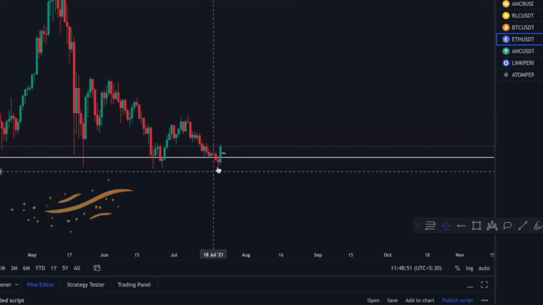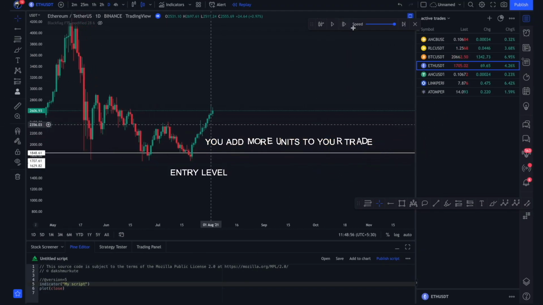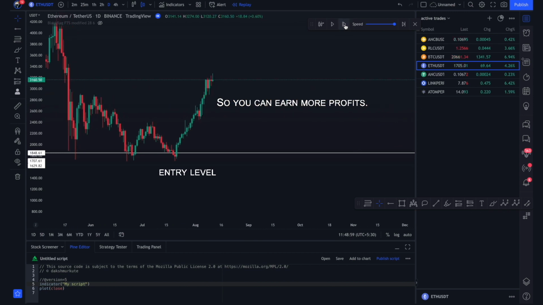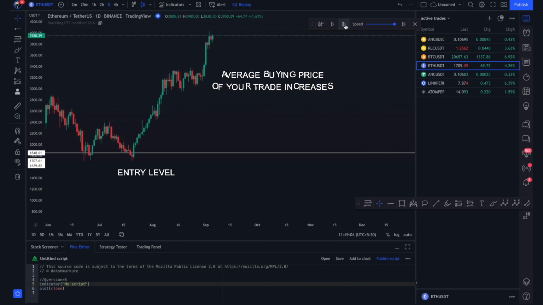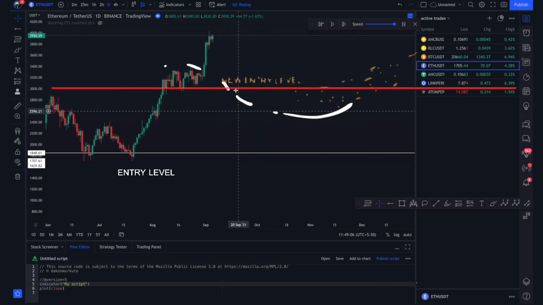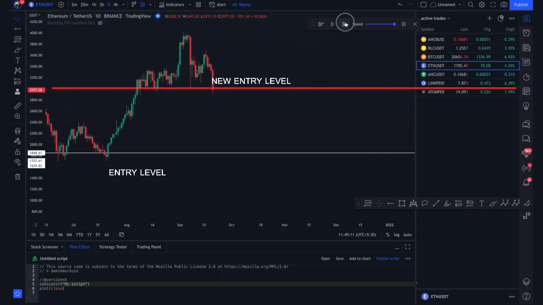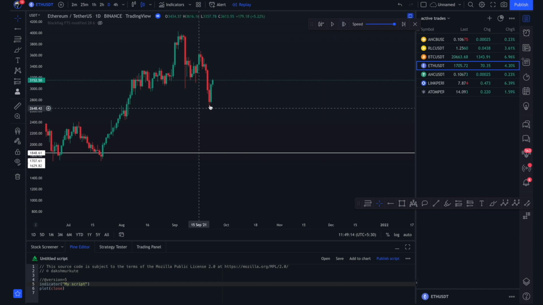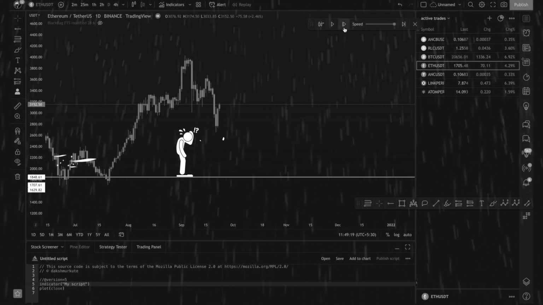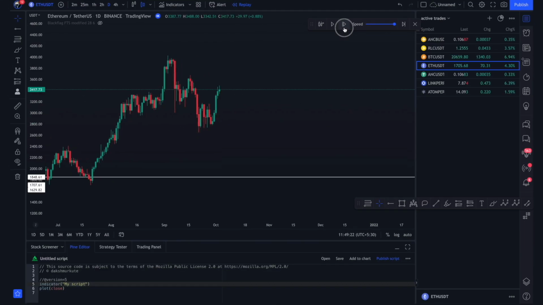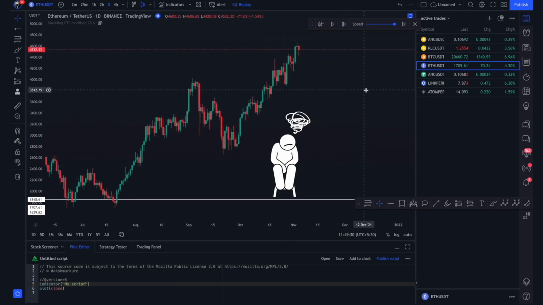Let's say that you open a trade at this point, and when it starts going in your favor, you add more positions to your trade so that if the price continues to move up, you can earn more profits. But when you do this, the average buying price of your trade increases and the entry level comes up till this point. Now, as soon as the price starts going against you and it hits your new stop loss, or let us say when you see your profit turn into losses, what you do is you freeze and you panic sell, only to see the price again go up in the direction which you wanted it to go in, and you are out of the trade with a loss.